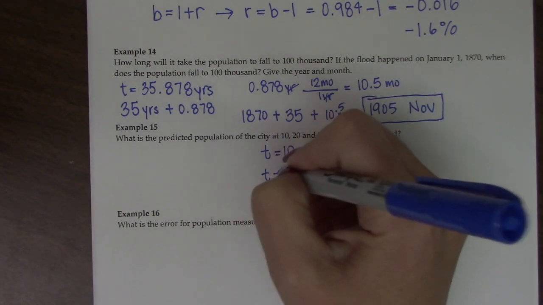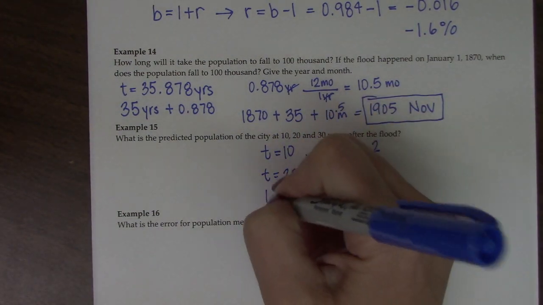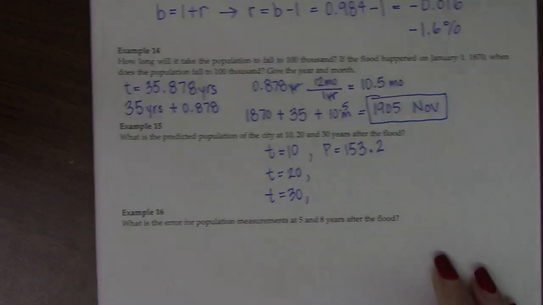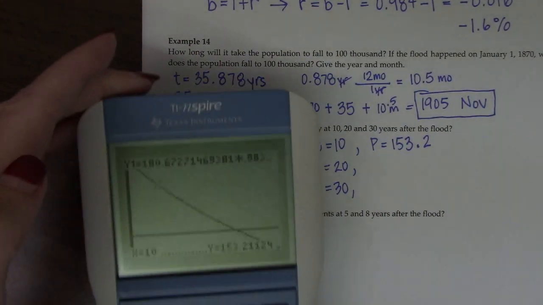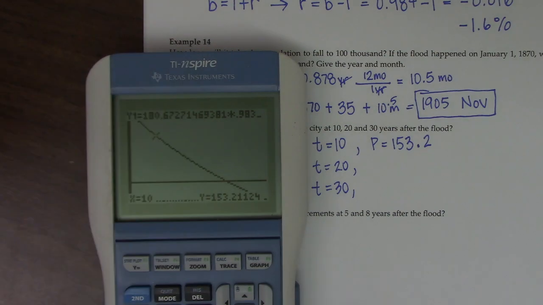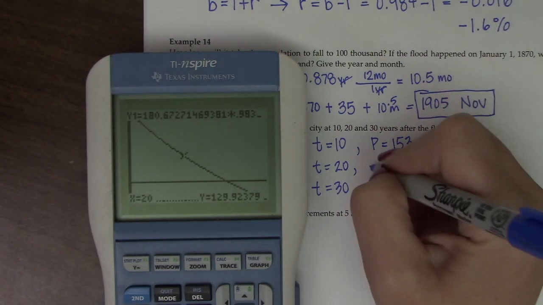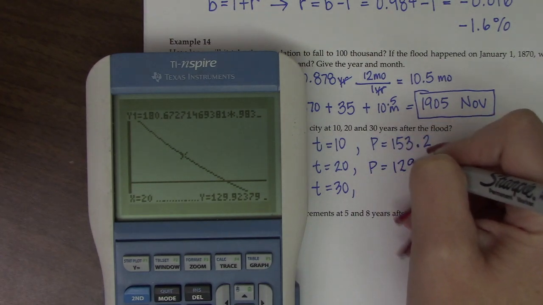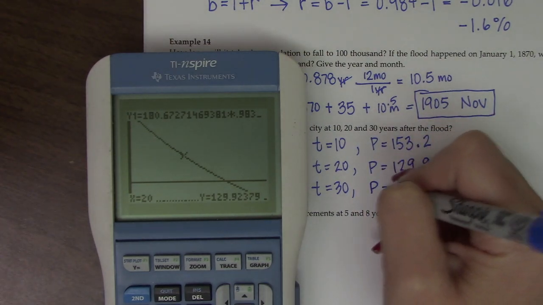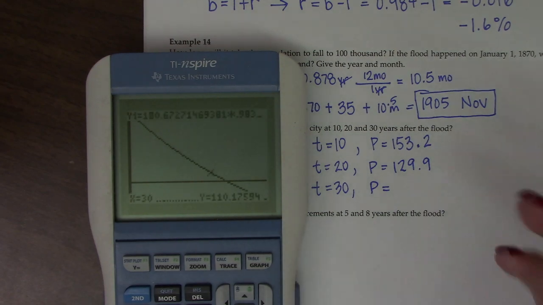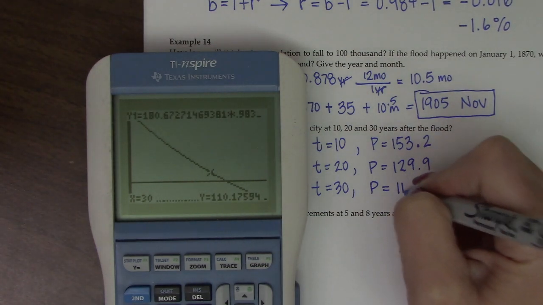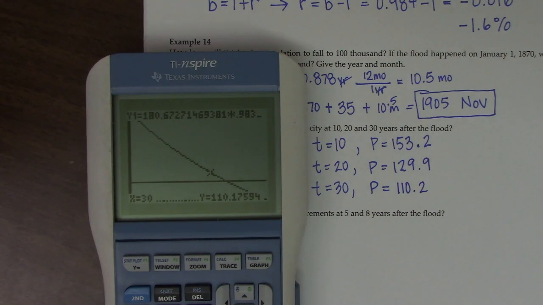We can do the same thing for 20 years and 30 years. The beautiful part of this feature on your calculator is I don't have to go to second calc again. I can just type in 20 and hit enter. And now it's giving me the population is 129.9. And if I type 30 enter, the population is 110.2. It makes sense that it hasn't reached 100,000 yet, because we saw in the previous problem that it's not going to get to 100,000 until 35 years at least.